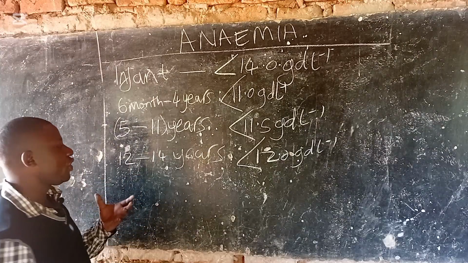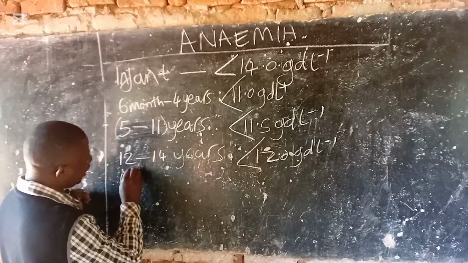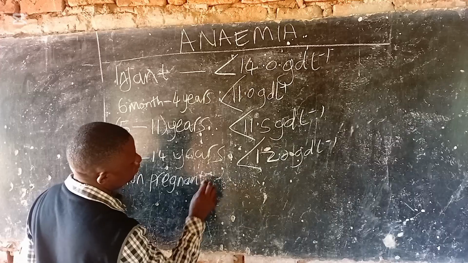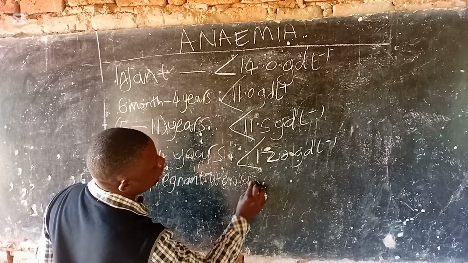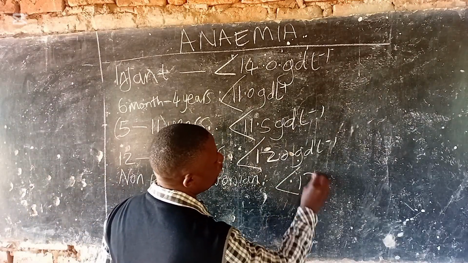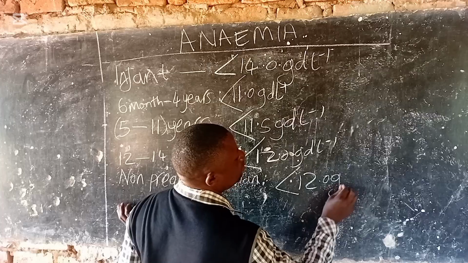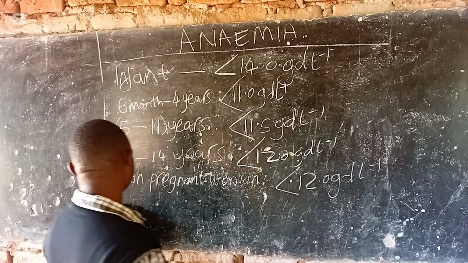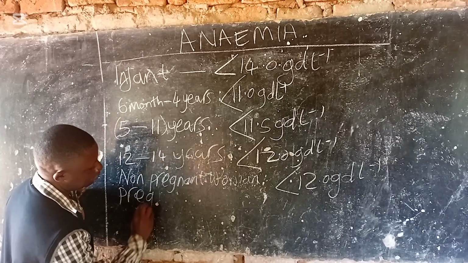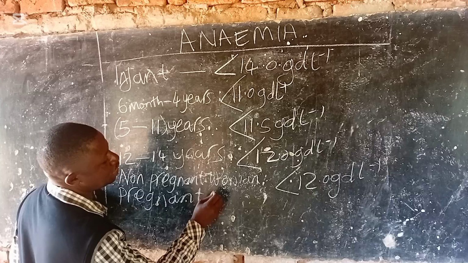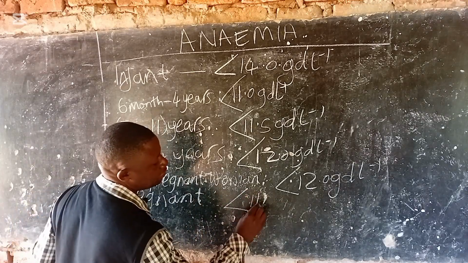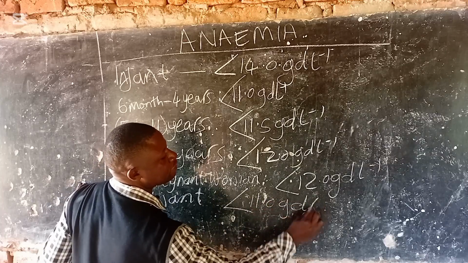Now from here we go to adults. So a non-pregnant woman is considered to be anemic if it is below 12.0 grams per deciliter. Then the one who is pregnant is considered anemic if the HB goes below 11.0 grams per deciliter.